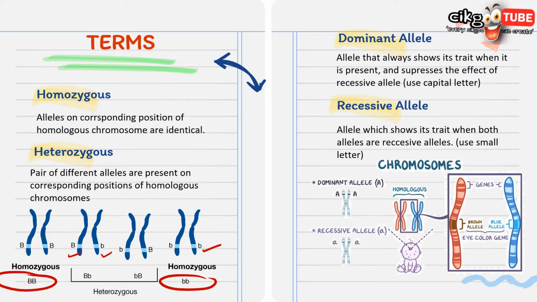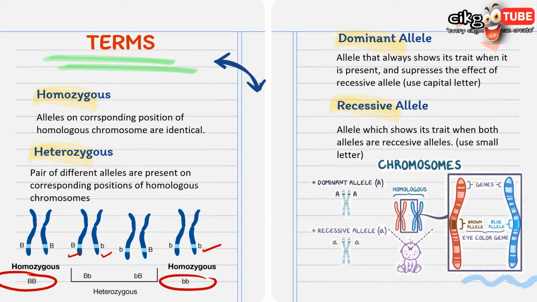Now, dominant allele is the allele that shows its trait when it is present and suppresses the effect of the recessive allele. So when there is a dominant allele present, the recessive one is not looked into. Okay, and recessive allele is the allele which shows its trait when both alleles are recessive. So we use a small letter.